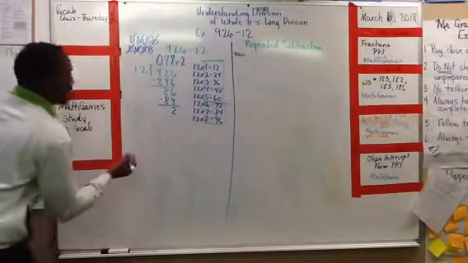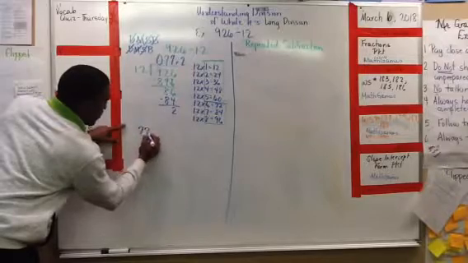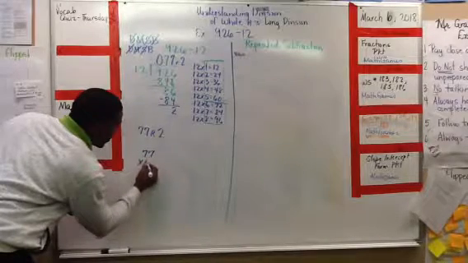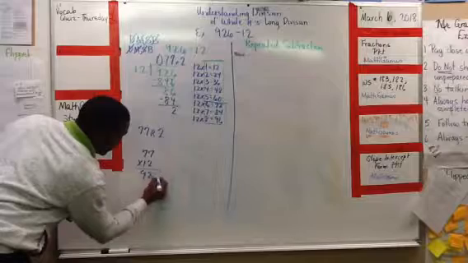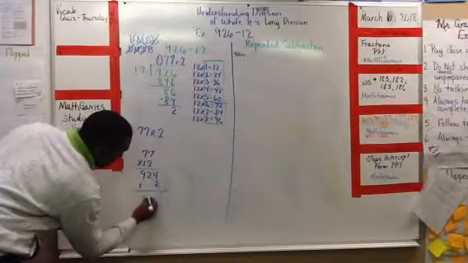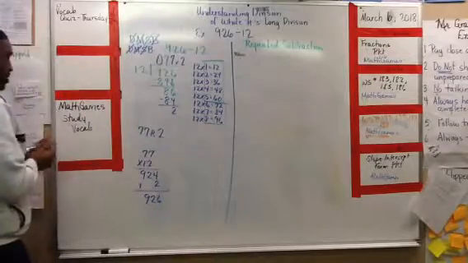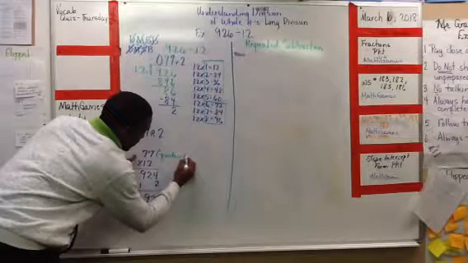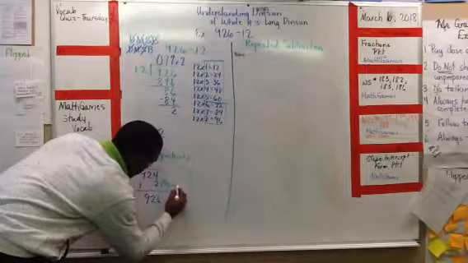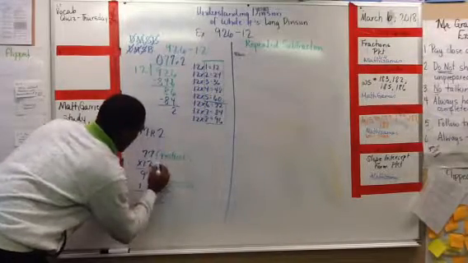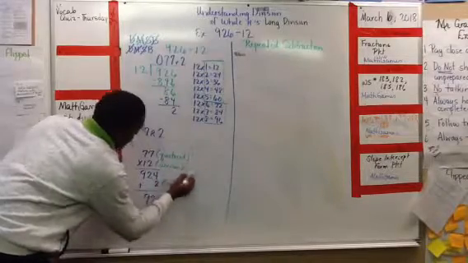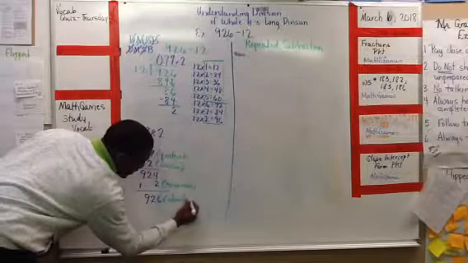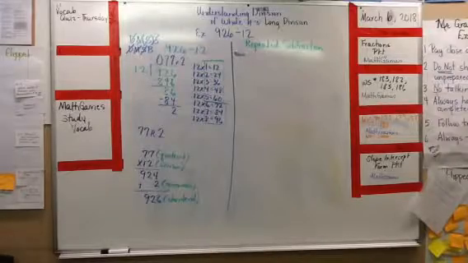Okay? If I wanted to check this, my answer is 77, remainder 2. But if I wanted to check this, I can do 77 times 12. And that should give me 924. And then I add the remainder of 2. And it should give me 926. Of course, the 77 is your quotient. And the 2 is your remainder. Of course, the 12 was the divisor. And this is just using our vocabulary to identify parts. The 926 is your dividend. Okay? It's important that we know the vocabulary.